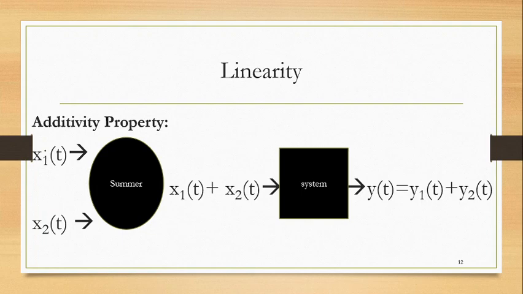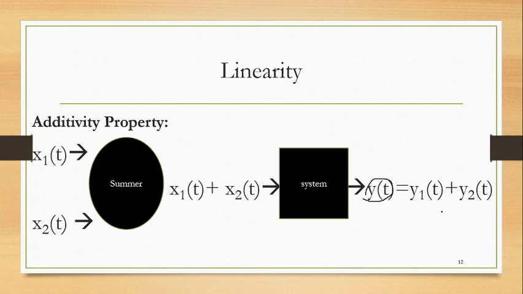In the second step, what I will do is that x1 and x2, before passing them to the system, remember the system is the same system whose linearity we want to check. The system has not been changed, it's the same system. So first we feed both the inputs, x1 of t and x2 of t, to the summer. So the output will obviously be x1 of t plus x2 of t. Now these two inputs are passed to the system, and we get an output, which is y of t.